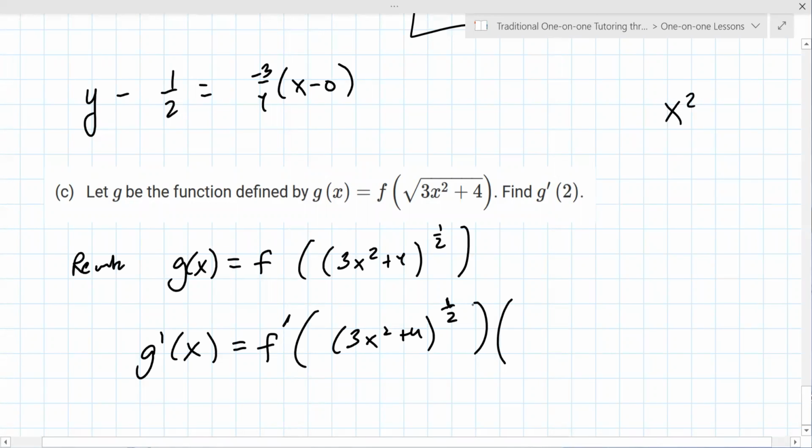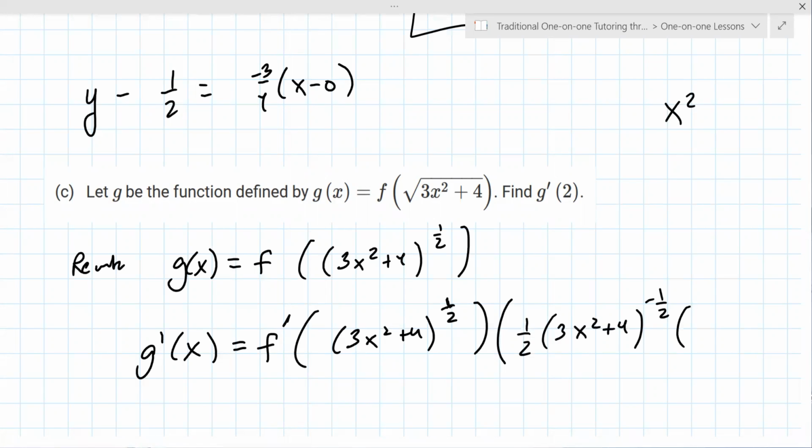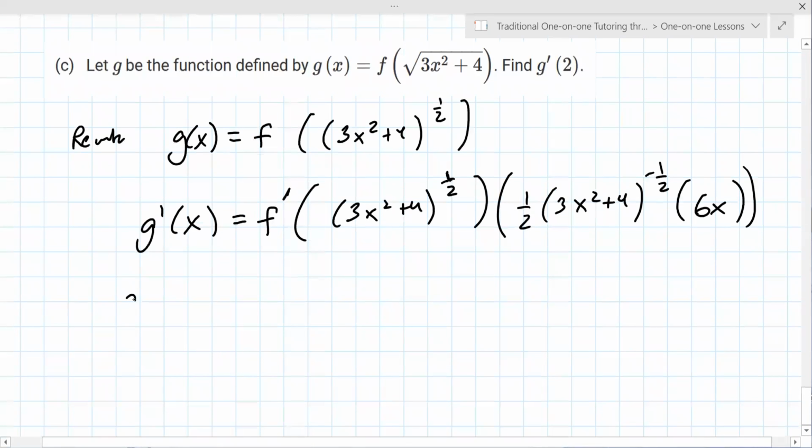Okay. So now we got to take the derivatives. So now it's 1/2 times (3x squared plus 4) to the... Did you just do 1/2 minus 1? Yes, exactly. And then times 6x. Perfect. So this is good, but now you got to evaluate it at 2. So you put 2 in for x. I think that's what makes these so challenging, there's a lot going on.